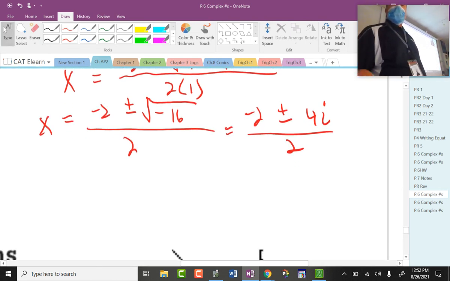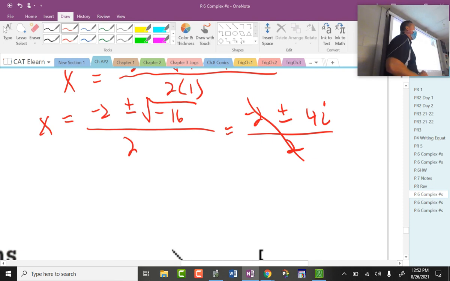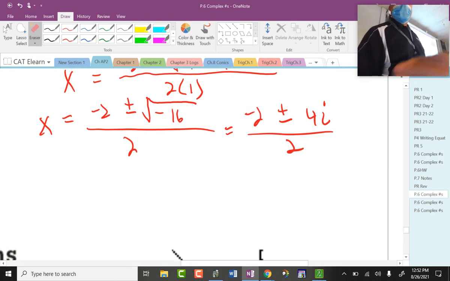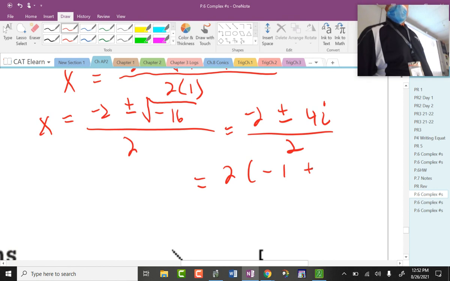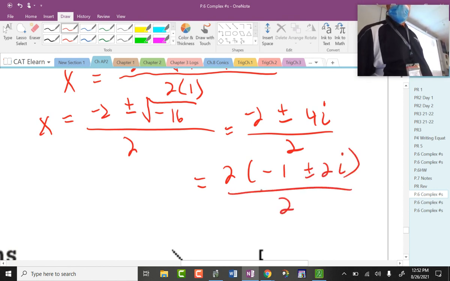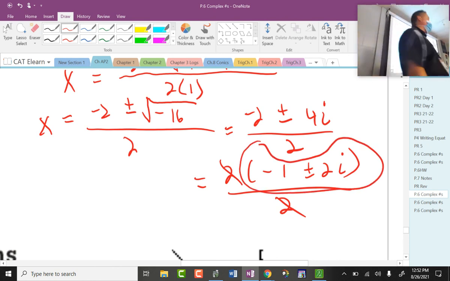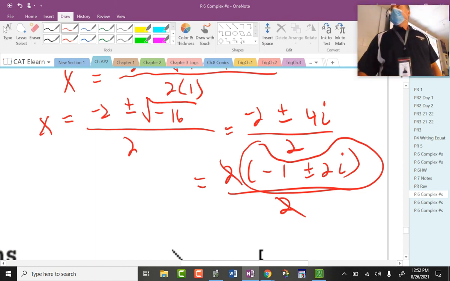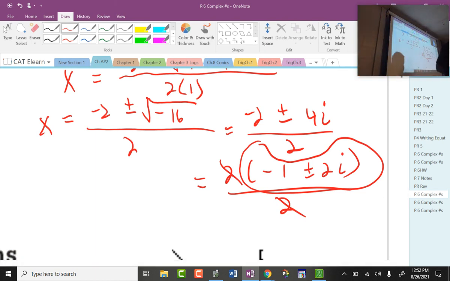By the way, can I cancel these 2's? Yes or no, everybody? Can I do that way? Yes or no? No! Okay, what you got to do is cancel or factor out a 2. And then you're left with negative 1 plus or minus 2i. And then cancel the 2's. And then you have a nice negative 1 plus or minus 2i answer. That's how you do it. All right, so now you see why that's inserted into this.